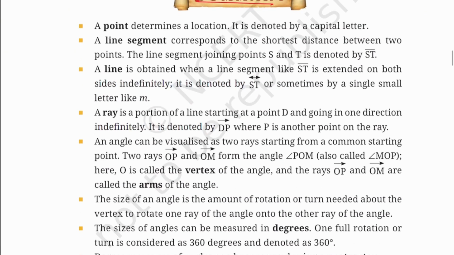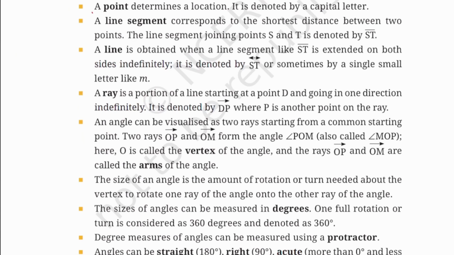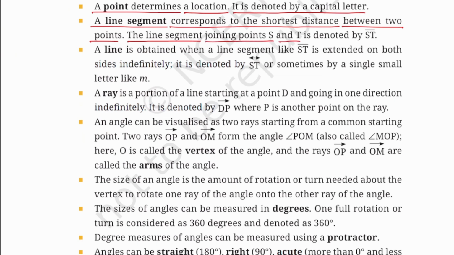Summary. A point determines a location. It is denoted by a capital letter. A line segment corresponds to the shortest distance between two points. The line segment joining points S and T is denoted by ST bar. A line is obtained when a line segment like ST is extended on both sides indefinitely.